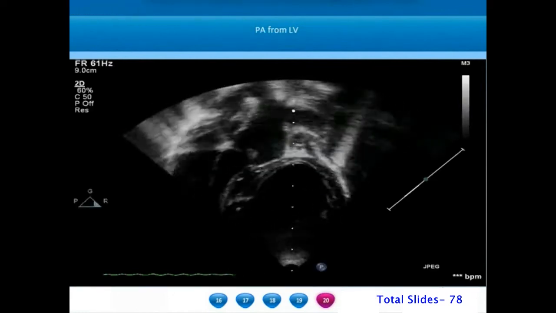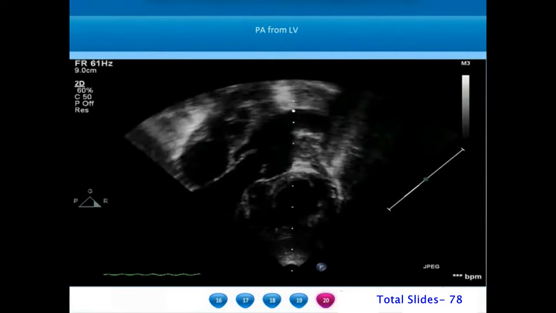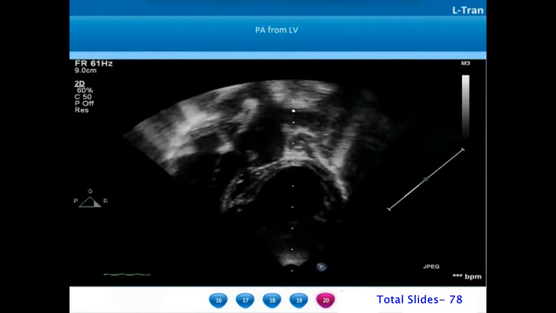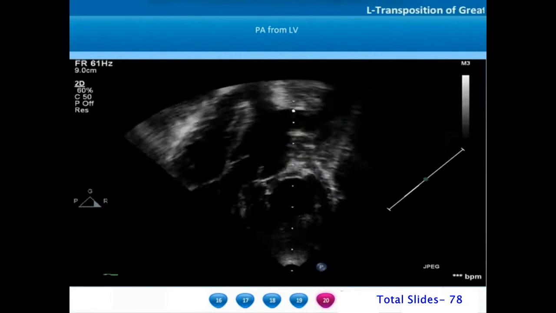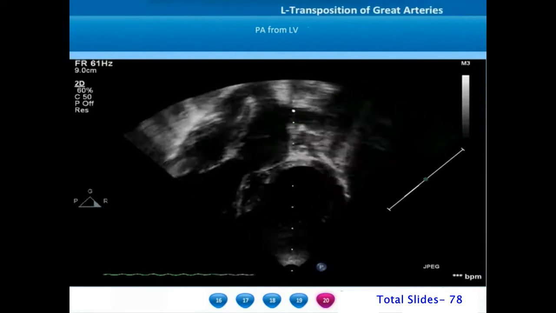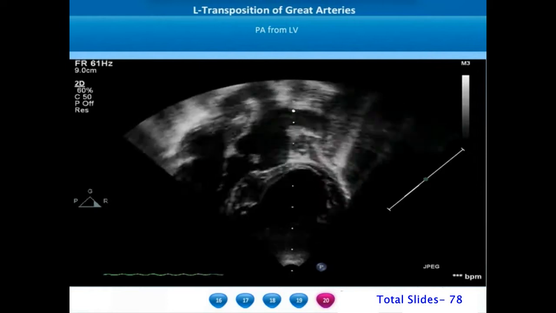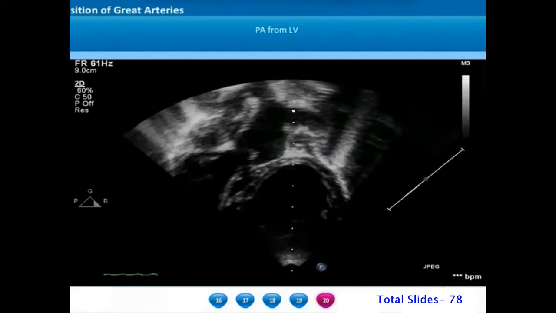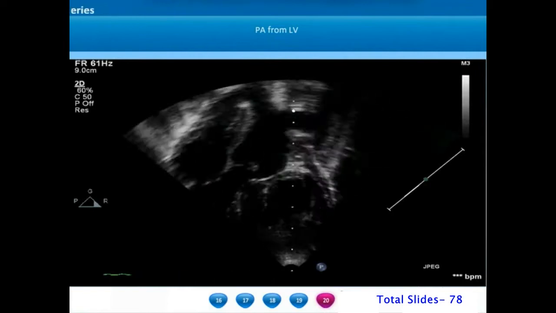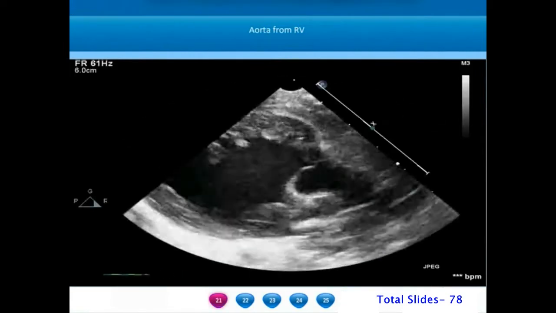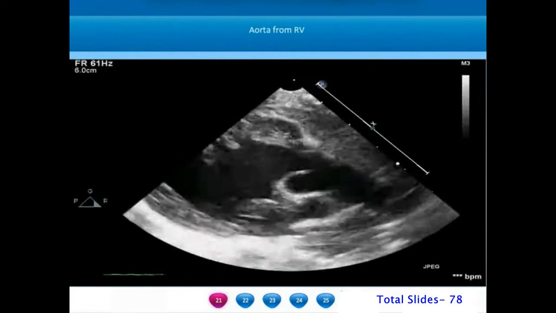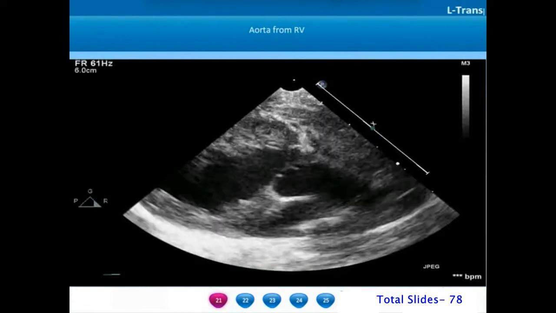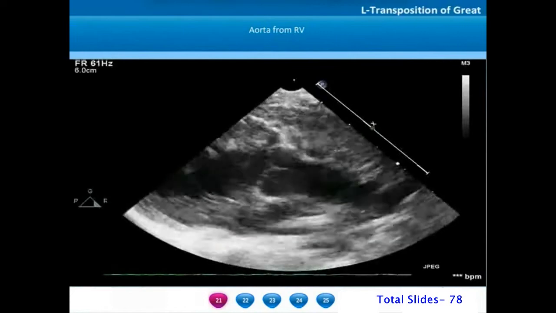the posterior great artery is the pulmonary artery. We can appreciate the mitral pulmonary fibrous continuity. The morphological left ventricle is seen on the right side, and the main pulmonary artery, which is dilated, is branching into the right and left pulmonary arteries. The aortic valve is not in fibrous continuity with any of the atrioventricular valves. There is a muscular subaortic conus.